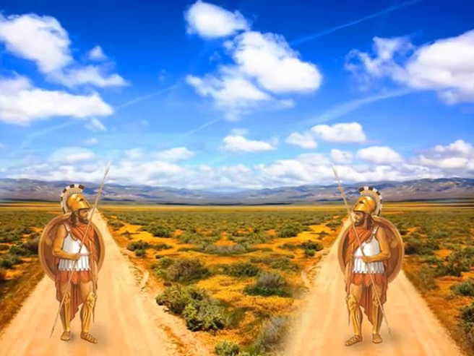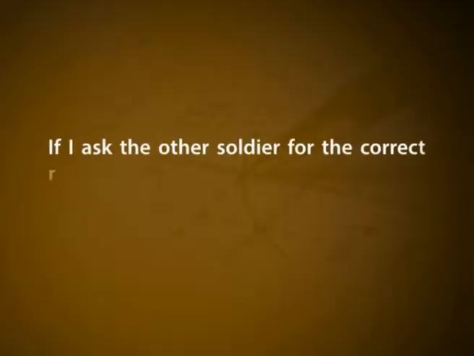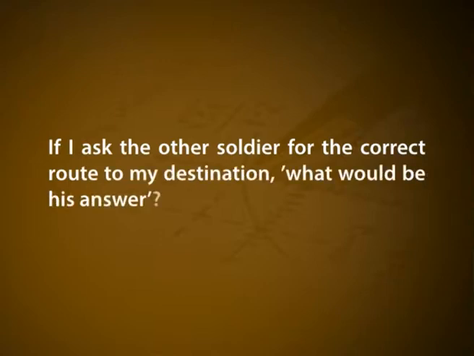In order to find the correct route, you are given a chance to ask one and only one question to one and only one of these soldiers. With the question and the answer that you get, you have to identify the correct route. There is no one else to help you in this situation. The problem here is to find an appropriate question which you must ask and the decision that you would take on hearing the answer. You can ask the following question to any one of the two soldiers. If I ask the other soldier for the correct route to my destination, what would be his answer? On hearing his answer, you just have to skip the route shown by him and follow the other route.